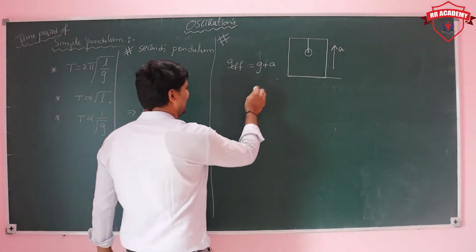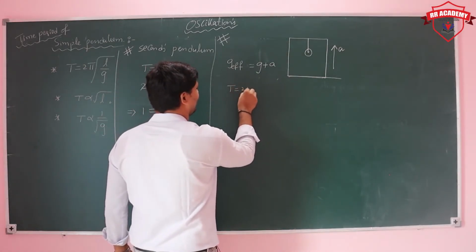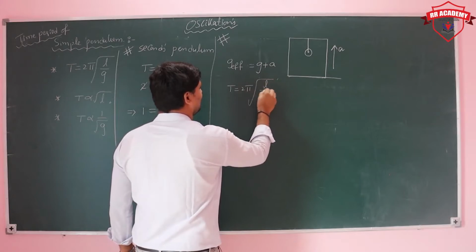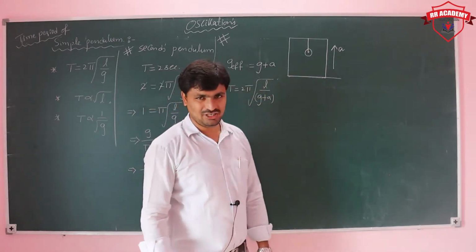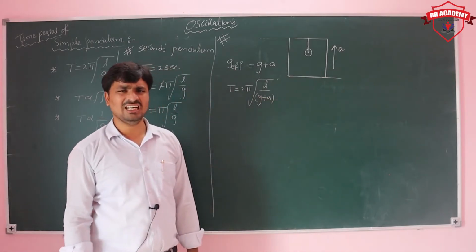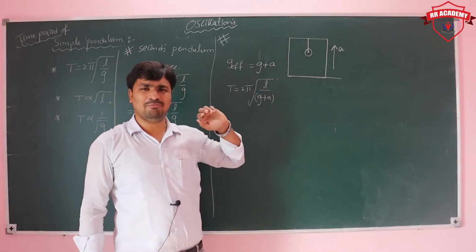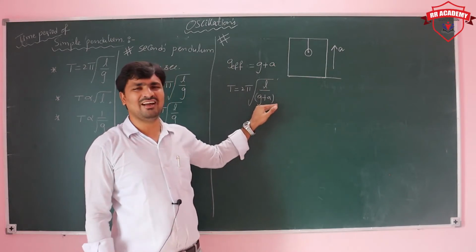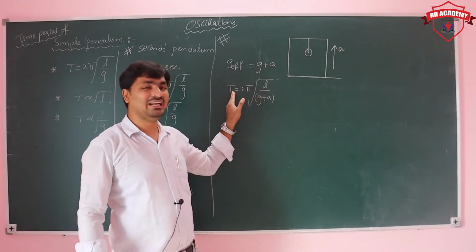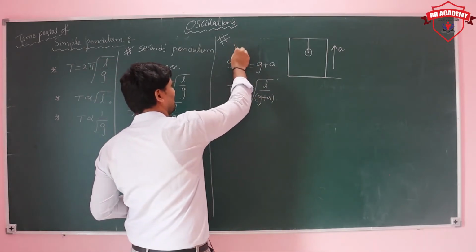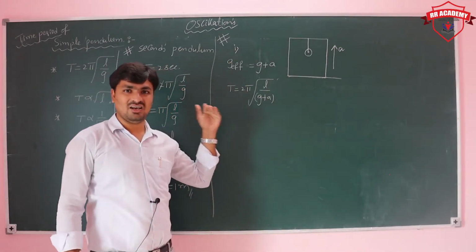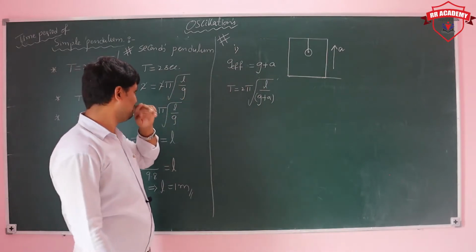So then the time period of the pendulum, how much are you getting? 2π√(L/(g+a)), sorry, g plus a. That means when the lift is moving upwards, the effect of gravity increases, then the time period decreases. Important questions are asked from here. How will it act?